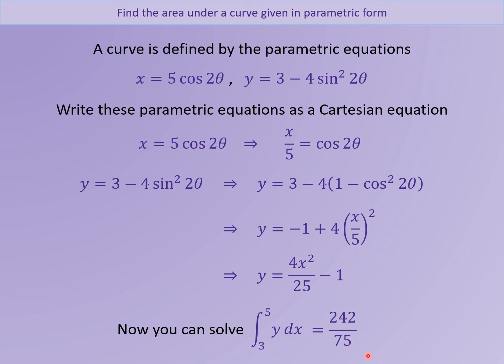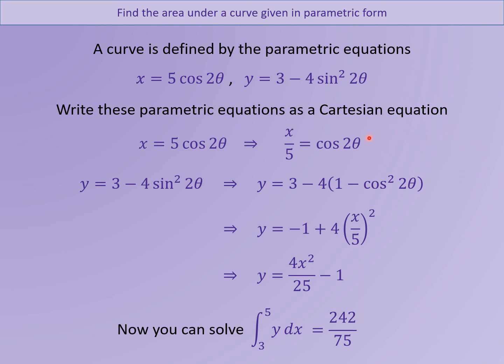You can even do that on your calculators. The integration of 4x squared over 25 minus 1 between the limits 3 and 5. Job done. And as you can see, that's literally a few steps. So sometimes converting it into a Cartesian equation is a lot more efficient than all those steps that you did previously. Now, those steps you did previously, you may have to do in your exam. So it's not a case of saying I just couldn't do it, so therefore I'm not going to. You may need to do those in the exam.